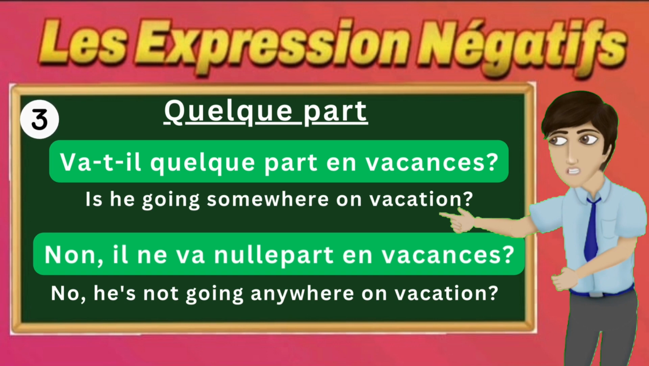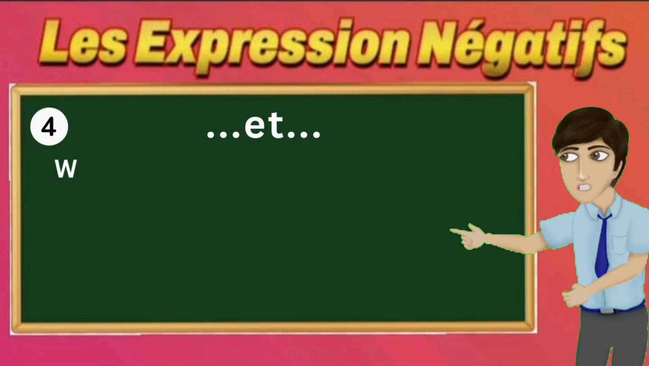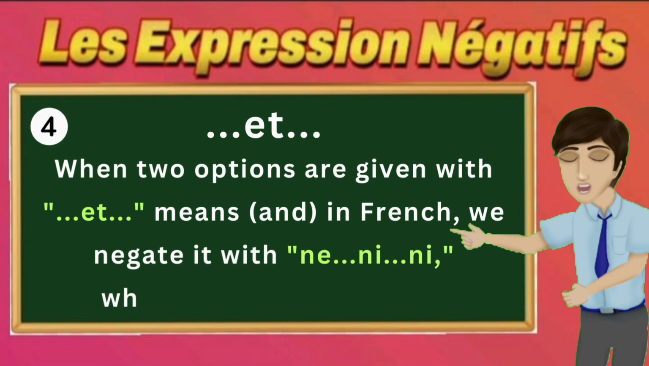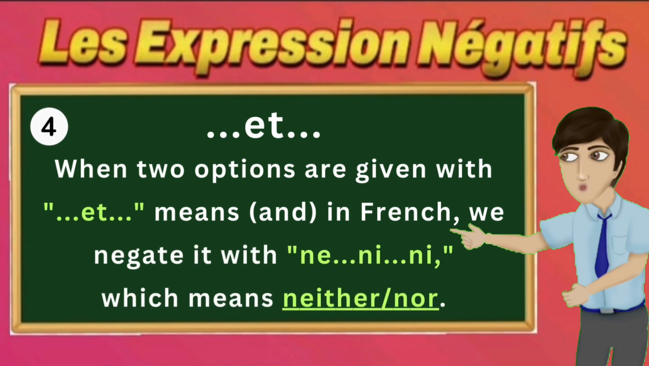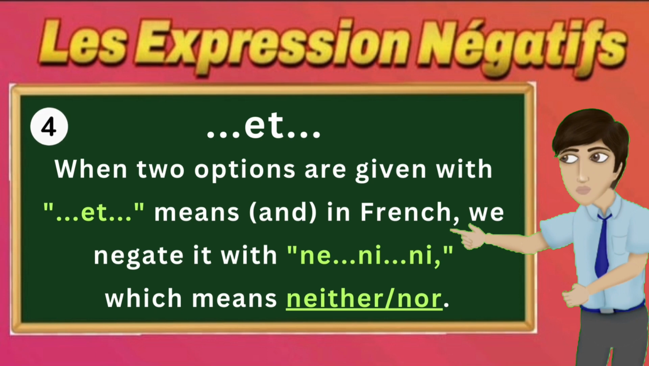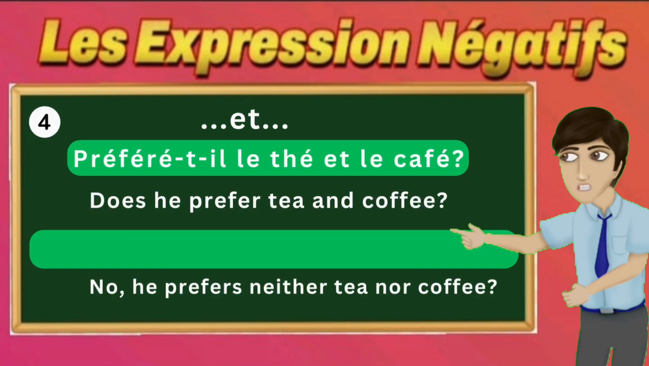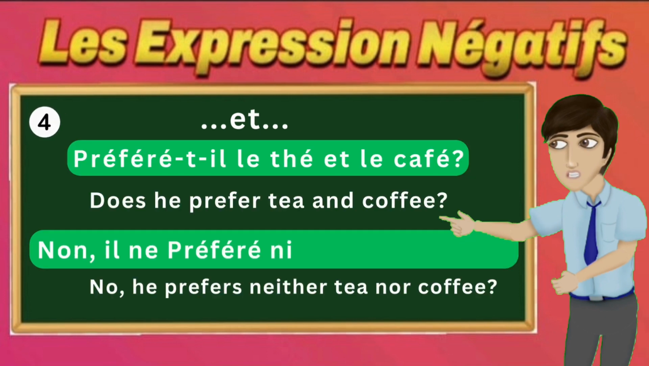The next expression is et, which means and. When two options are given with et, meaning and, in French, we negate it with ne ni ni, which means neither nor. Let's take an example. Préfère-t-il le thé et le café? Does he prefer tea and coffee? No, il ne préfère ni le thé ni le café. No, he prefers neither tea nor coffee.